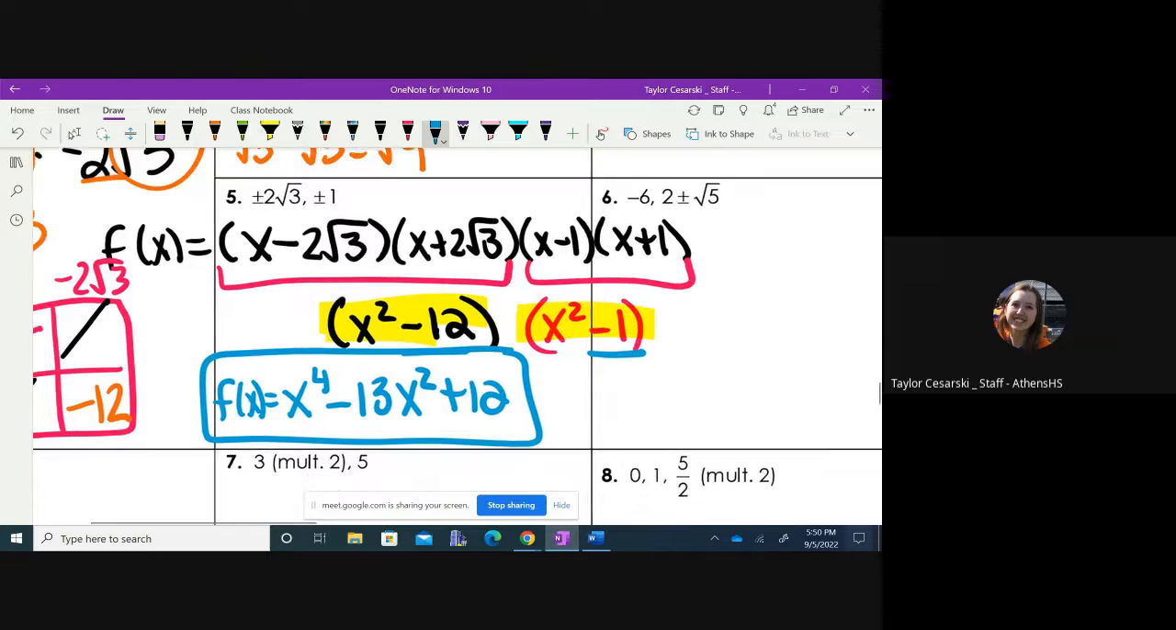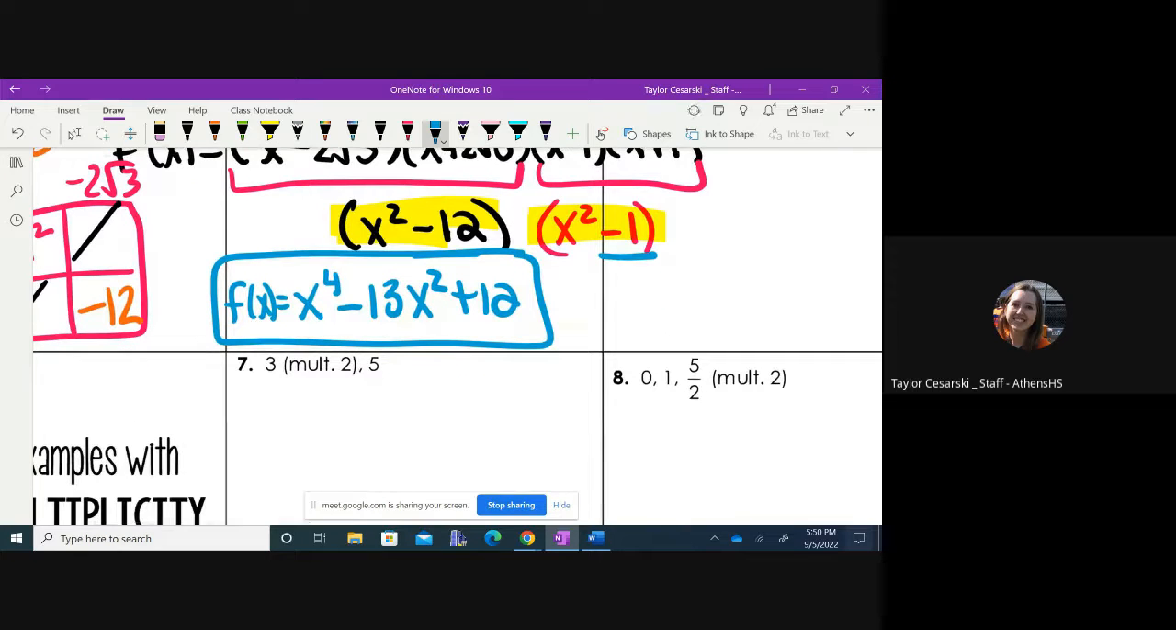All right, next we're going to deal with a little bit of multiplicity. So first, dealing with how we write these. Writing in factored form first, x minus 3 is the root of 3. Then it says multiplicity 2. That means it occurs twice. So you're really multiplying it twice, which I can represent with an exponent because it's x minus 3 times x minus 3. And then x minus 5.